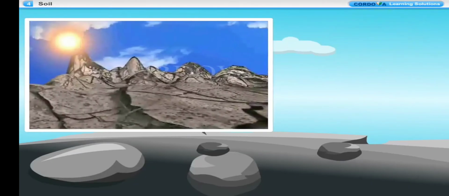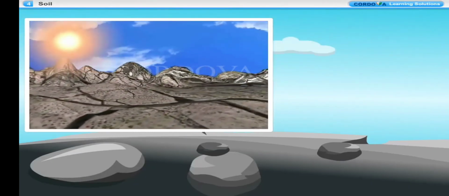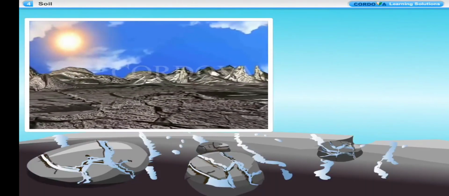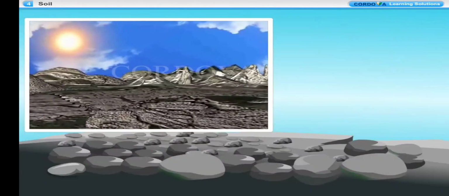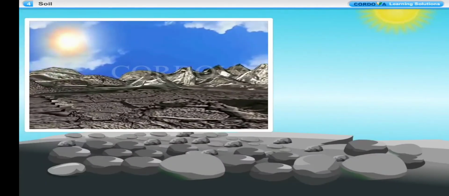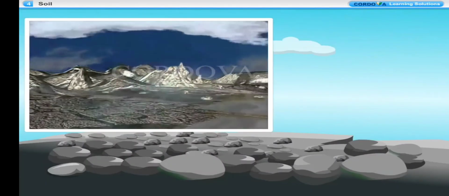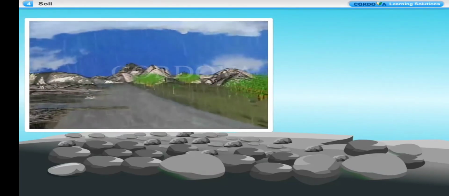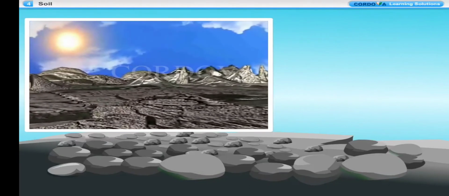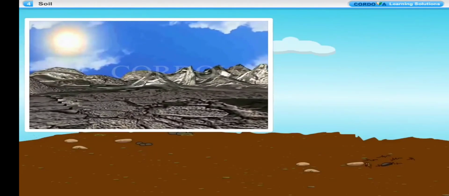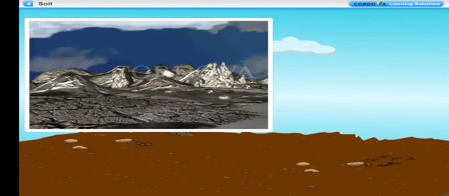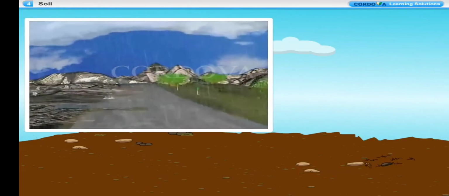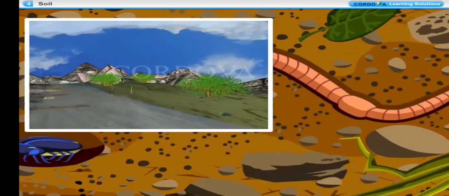Formation of soil. Soil is formed by the breakdown of rocks into tiny pieces. Rocks are heated by the sun and cooled by the cold weather. The continuous heating and cooling causes the rocks to crack and break into small pieces. These small pieces are carried to different places by the wind or running water. The pieces rub against each other till they finally become tiny particles of soil.